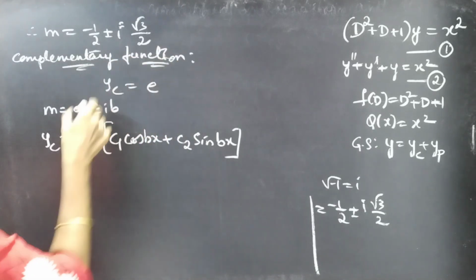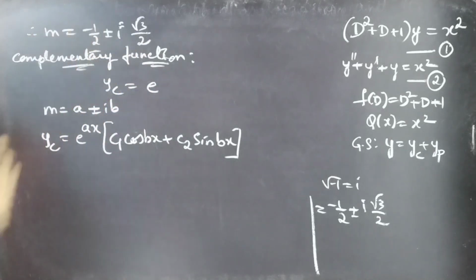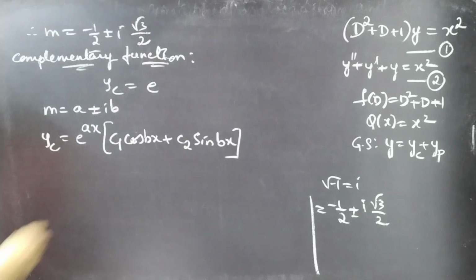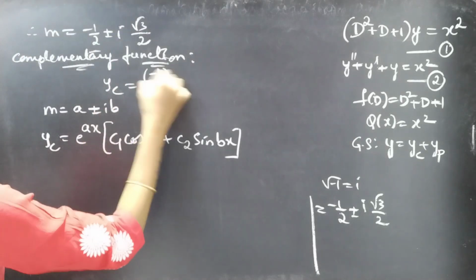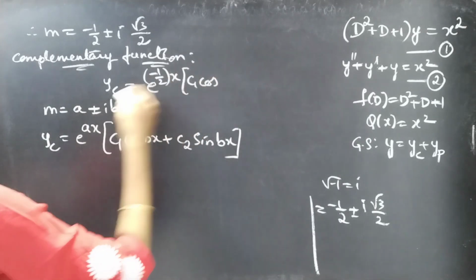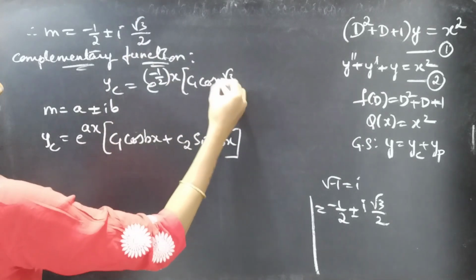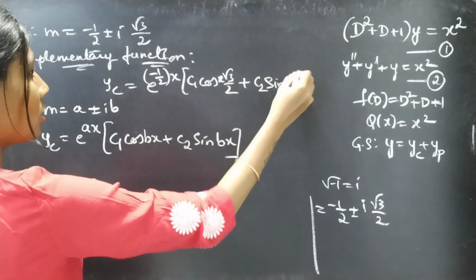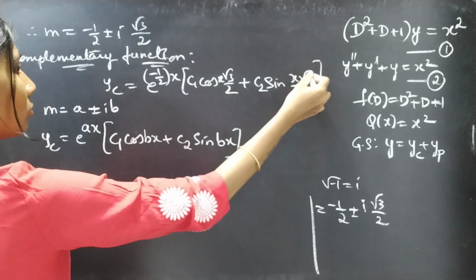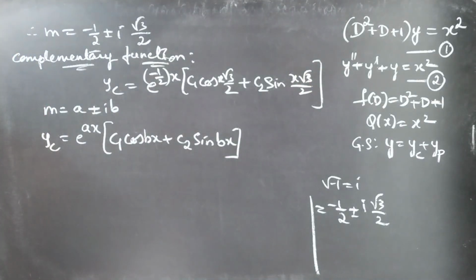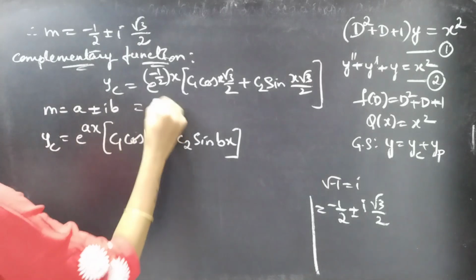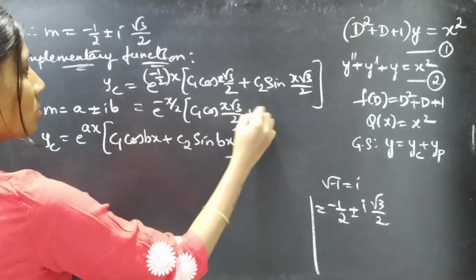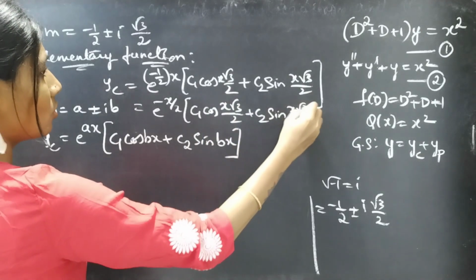yc equal to e power, just compare plus or minus, minus 1 by 2 plus or minus i root 3 by 2 with the formula. We'll get alpha equal to minus 1 by 2 into x plus c1 cos, beta equal to root 3 by 2 into x, or you can write it as x root 3 by 2 plus c2 sin x root 3 by 2, right? Fine. We got yc, which is equal to e power minus x by 2 into c1 cos x root 3 by 2 plus c2 sin x root 3 by 2.